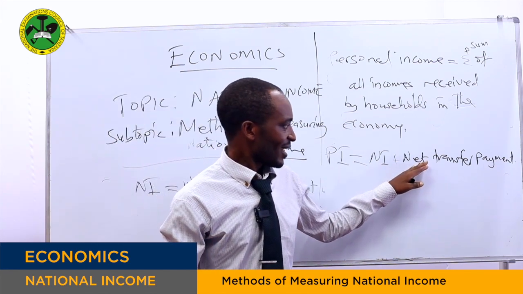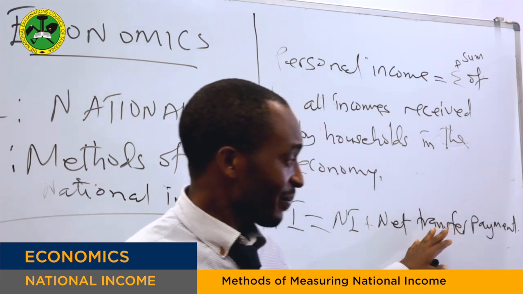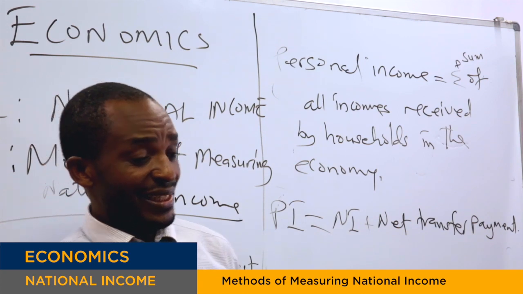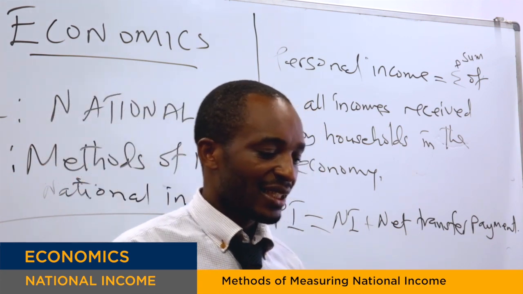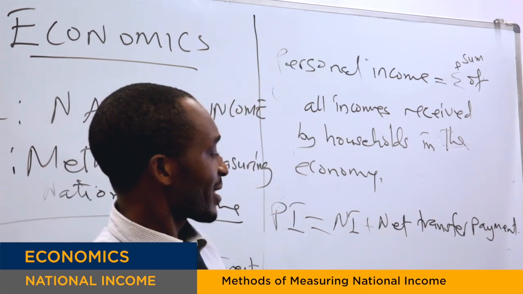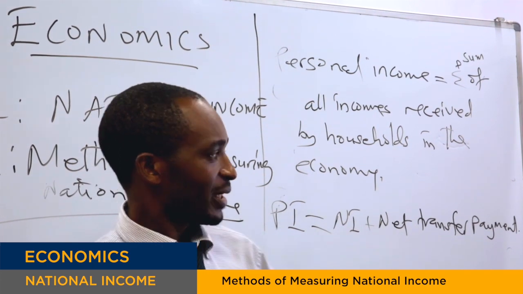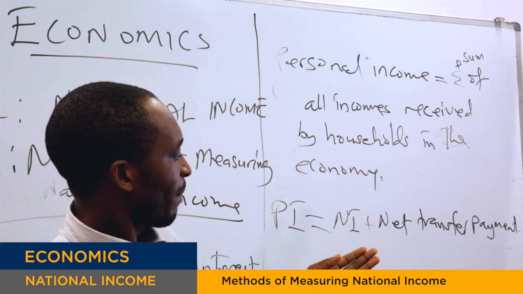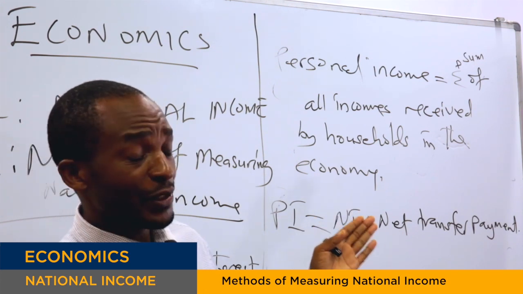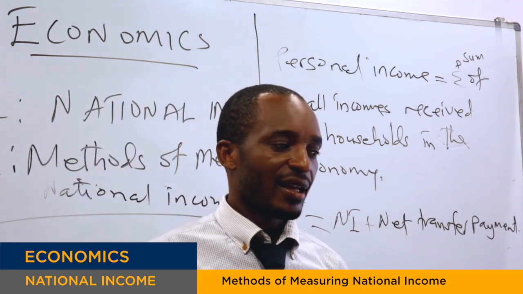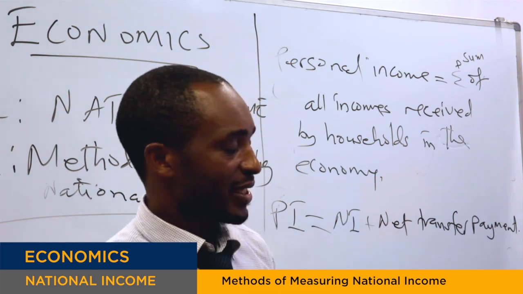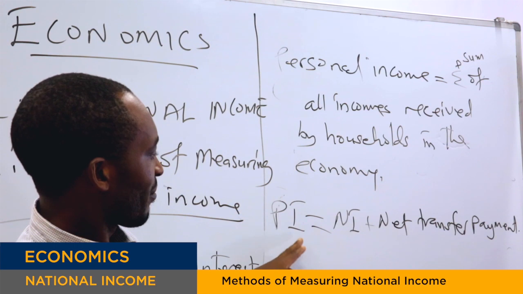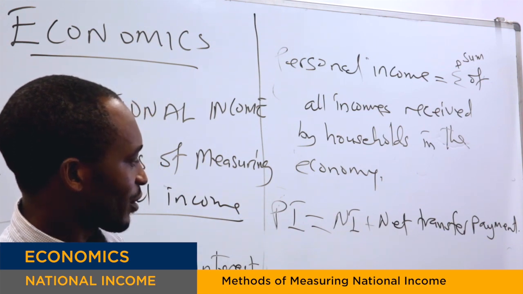Now the net transfer payment, this one remains after deducting contributions like social security contributions, undistributed profit, and so forth. So if you subtract those, what do you remain with? Personal income.